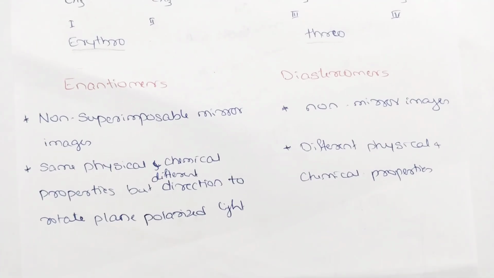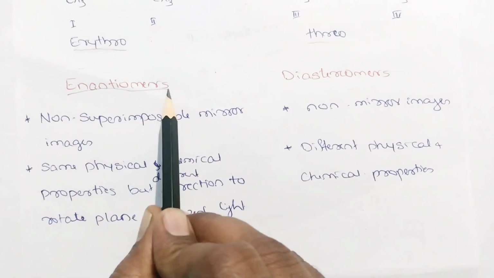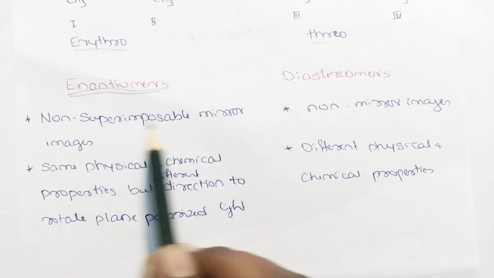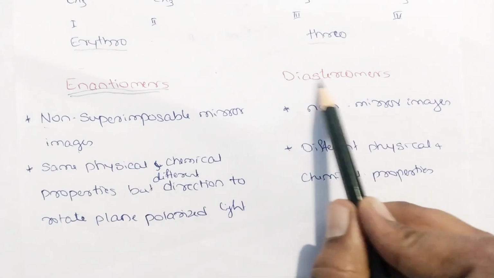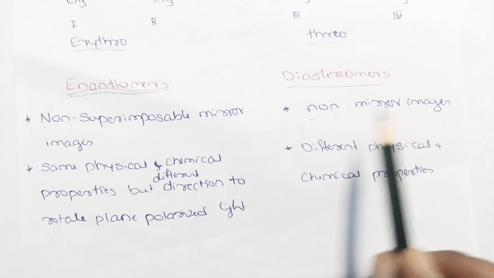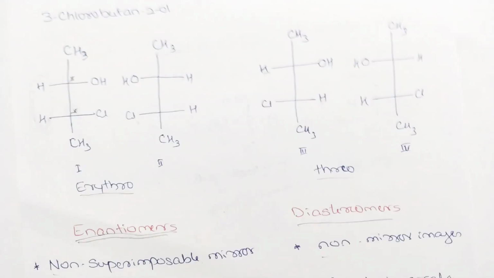The optical isomers can be divided into two main classes called enantiomers and diastereomers. Then what are enantiomers and diastereomers? Isomers that are non-superimposable mirror images are called enantiomers, and isomers that are non-mirror images are called diastereomers. See here, this is an enantiomer. Enantiomers are non-superimposable mirror images, and diastereomers are non-mirror images. Let's understand this by taking an example.